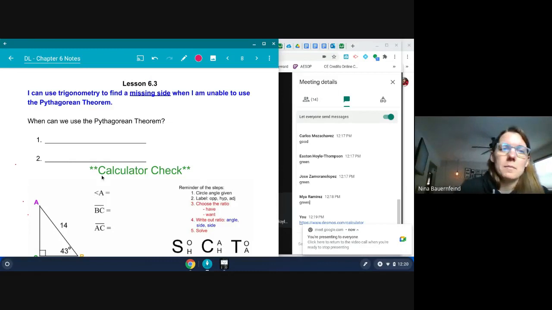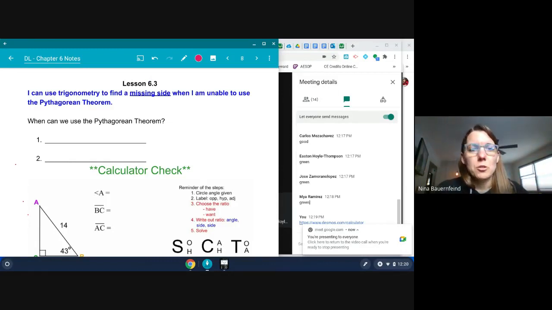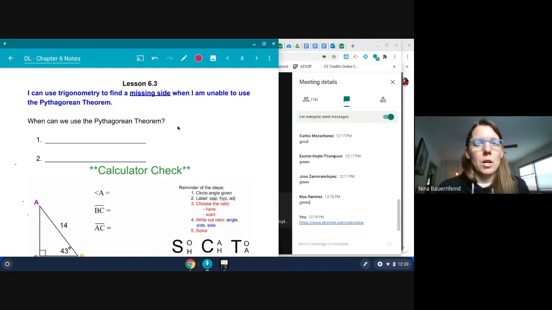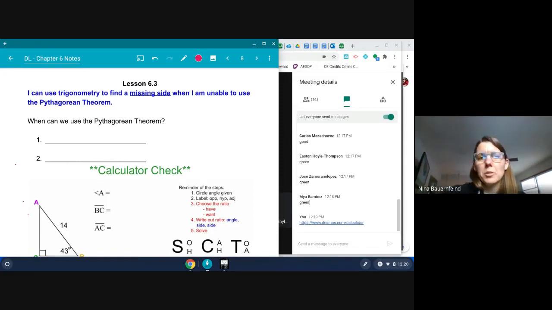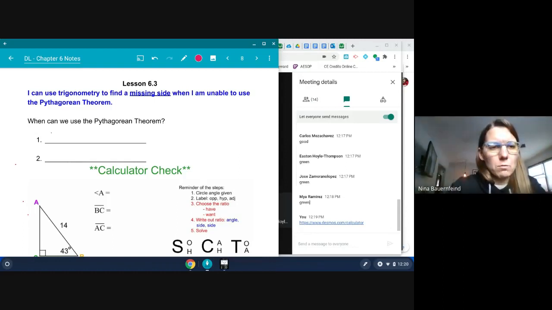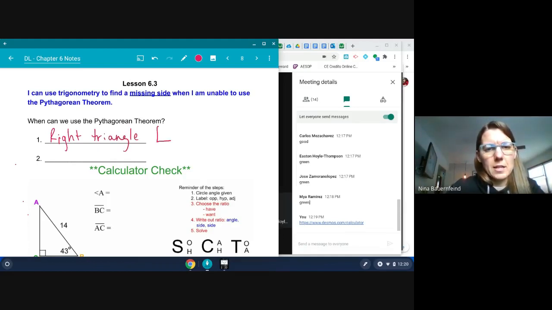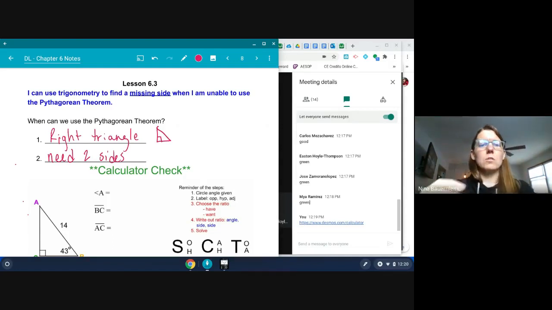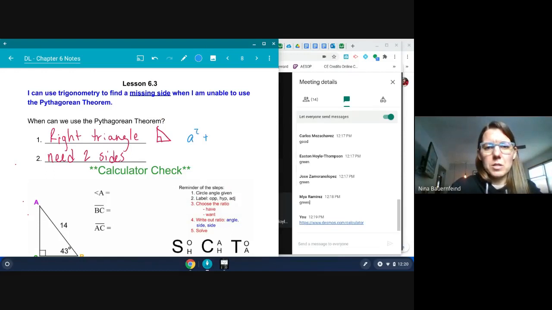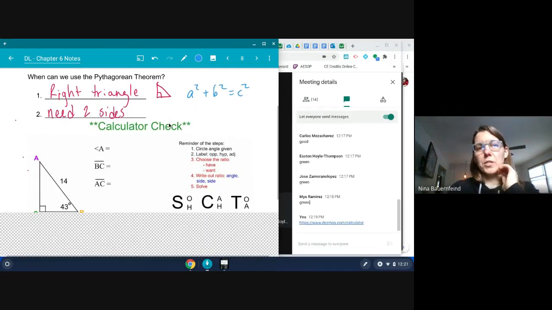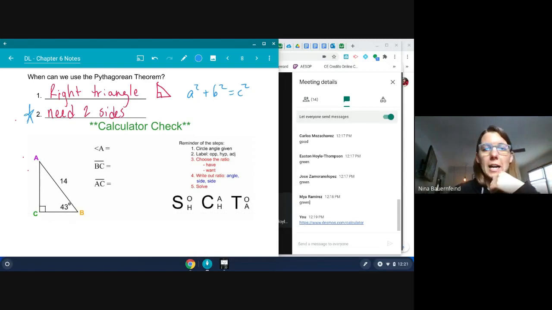All right, cool. So lesson 6.3 is about trigonometry and using it to find a missing side when you are unable to use the Pythagorean theorem. If you recall, when we're able to use the Pythagorean theorem, there are two parts to it. We need a right triangle, which is like this, but we also need two sides. So if you have a right triangle and two sides, just use the Pythagorean theorem, which says a squared plus b squared equals c squared, okay? Trig is used when we don't have both of those things, meaning specifically we do not have two sides, okay?